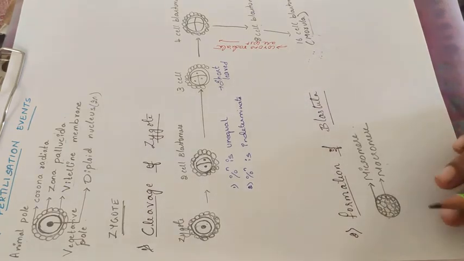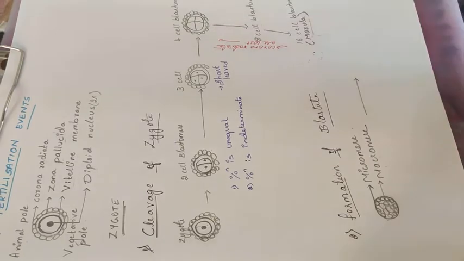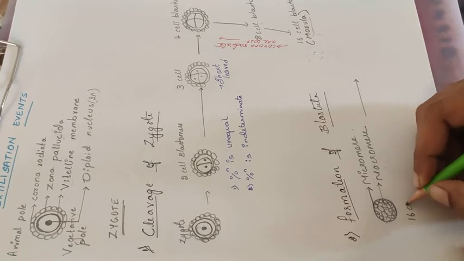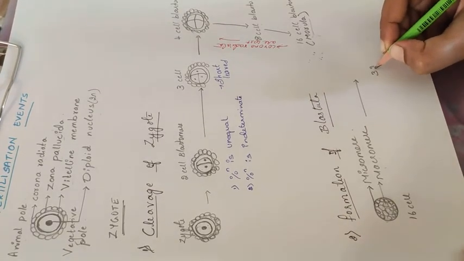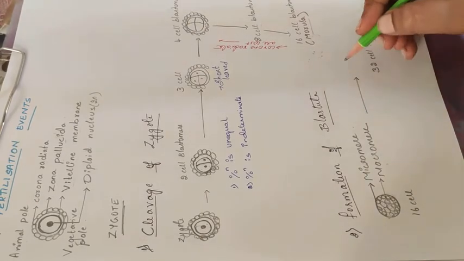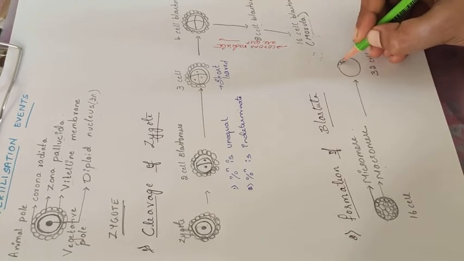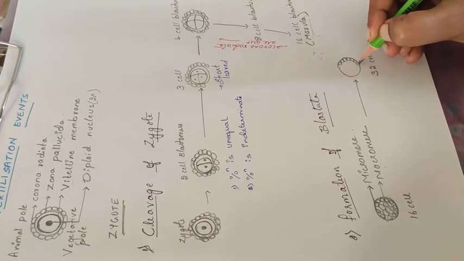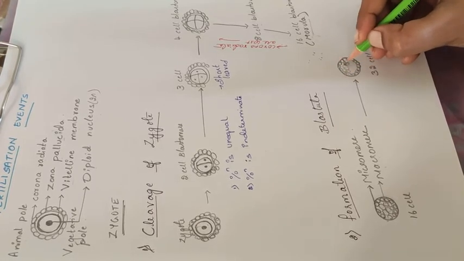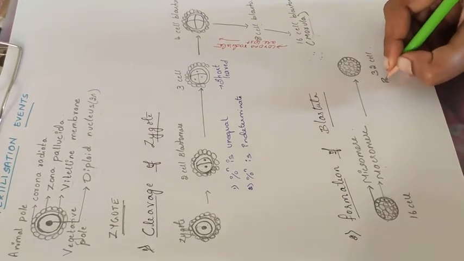Now it will further divide. Further it will divide to form the blastula, that is from 16 cell it will divide to form the 32-cell stage, and that you call a blastula. So now again you will find not only 16, we find 32 cells, which is called blastula.